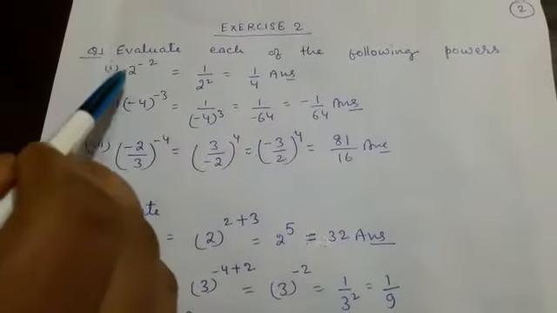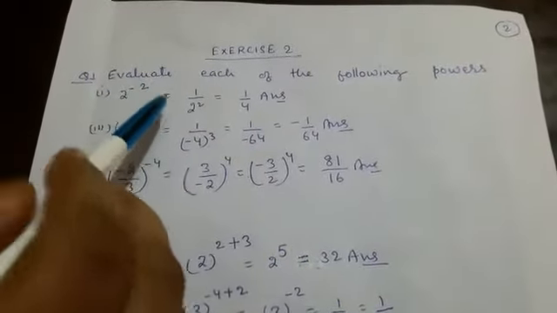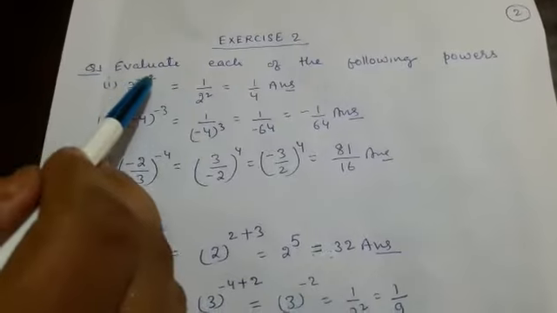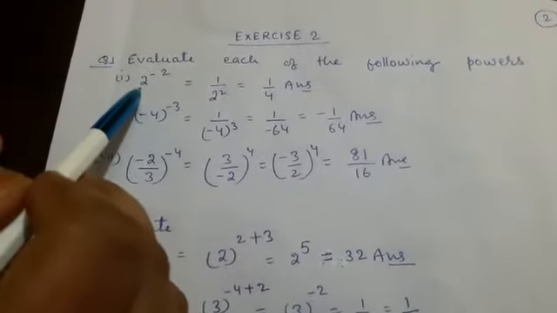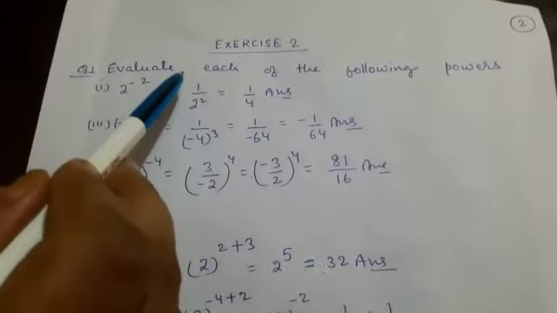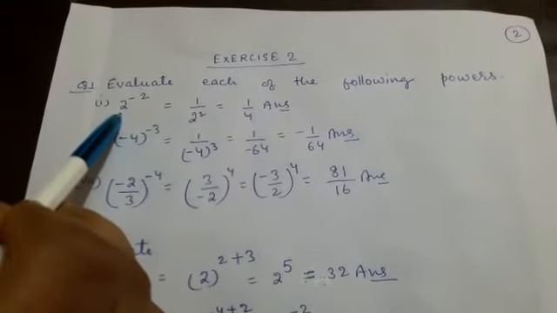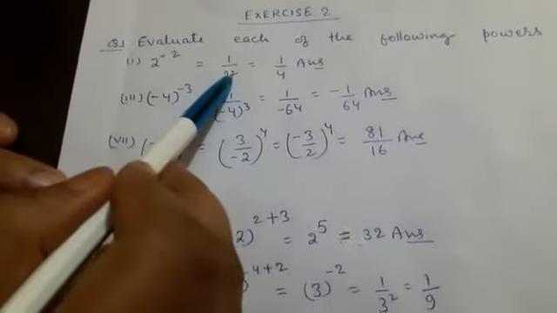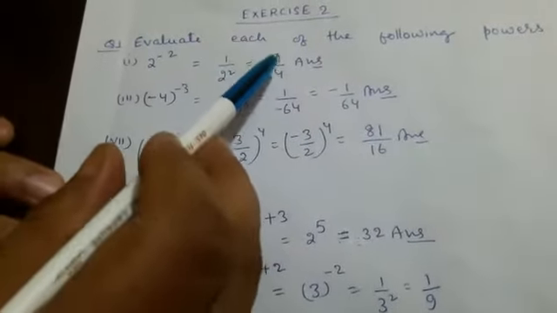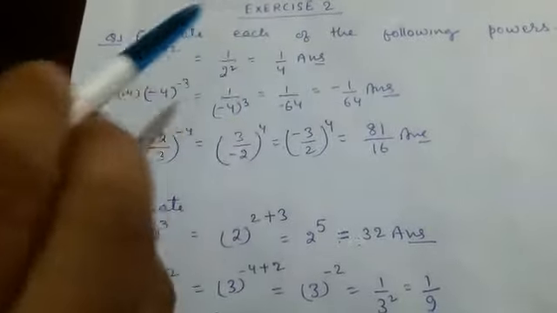Let us see. First question is 2 power minus 2 is equal to, as I told you, when the power is negative then we have to reciprocal it. It means the denominator will become the numerator. What is the denominator? Nothing is given, so 1 is understood here. So 1 by 2 and the power will become positive. 1 by 2 power 2 is equal to 1 by 4, which will be our answer.